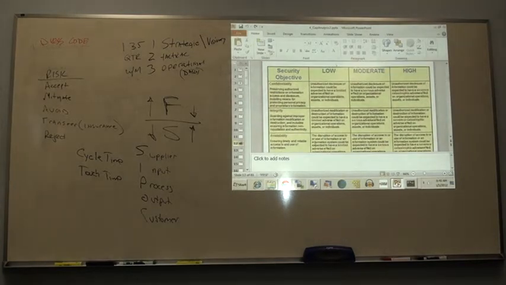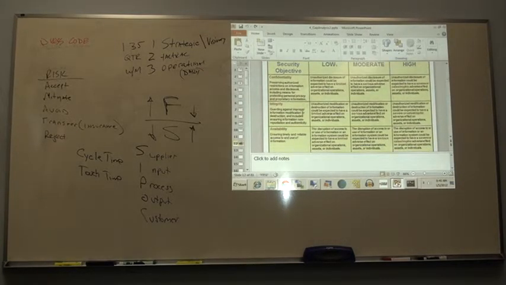And here's a good example of this. This is basically a grid of security objectives, confidentiality, integrity, and availability, cross-referenced with low, moderate, or high, and that's your matrix.